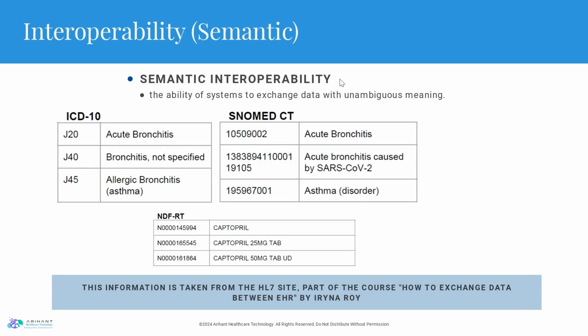The second one is semantic interoperability. Semantic interoperability is the ability of systems to exchange data with unambiguous meaning. So let's consider the example here: the ICD-10 code shows acute bronchitis as J20. And for the same thing under SNOMED CT, it shows a different code format, 10509002, and the NDF-RT format is completely different. So understanding the clinical data properly is important while achieving interoperability or exchanging the information.